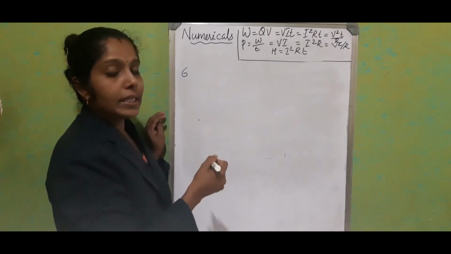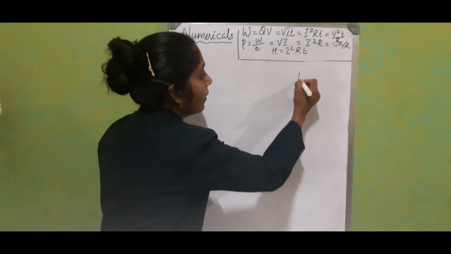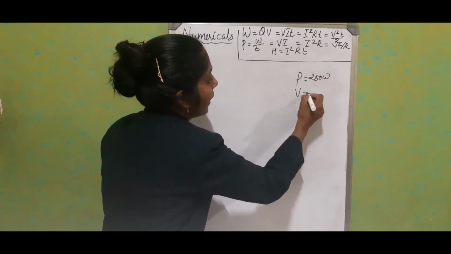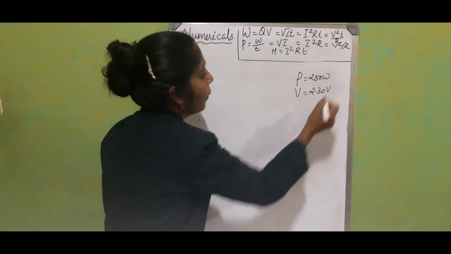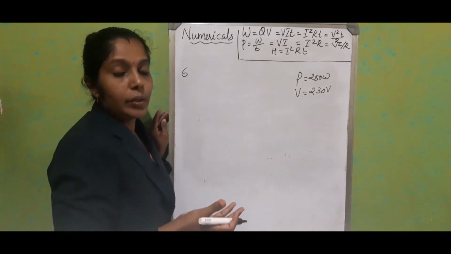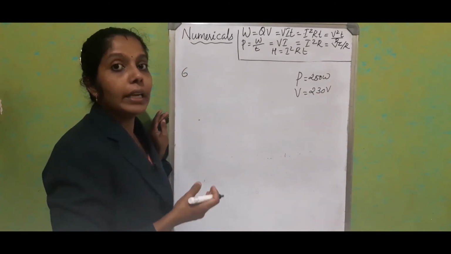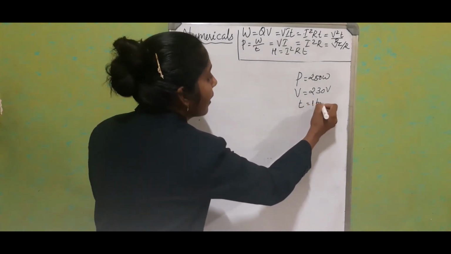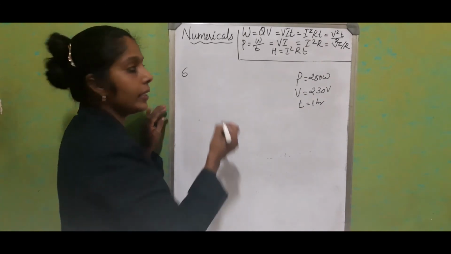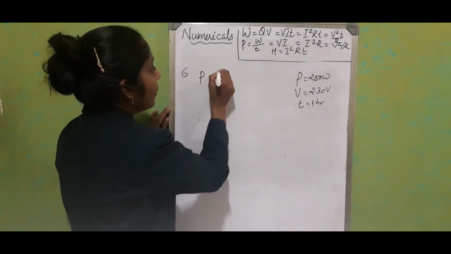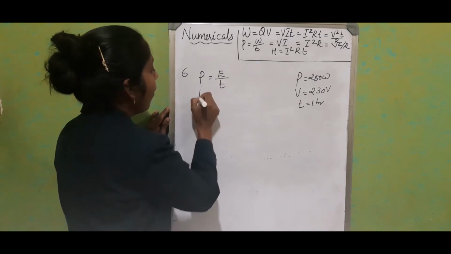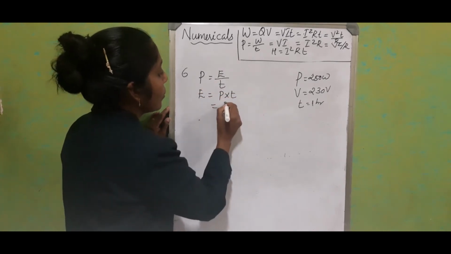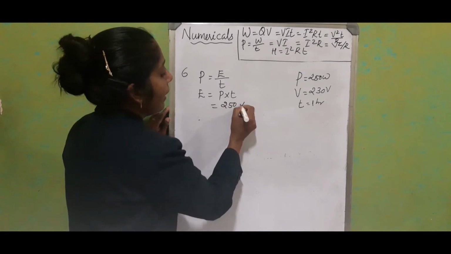In the sixth question, it's given that a bulb of power rated 250 watts and voltage 230 volt is working, and we have to find out the energy consumed for 1 hour. That is the first section. How can we find out the energy consumed? P is equal to E by T, or E is equal to P into T. So 250 into 1 hour.